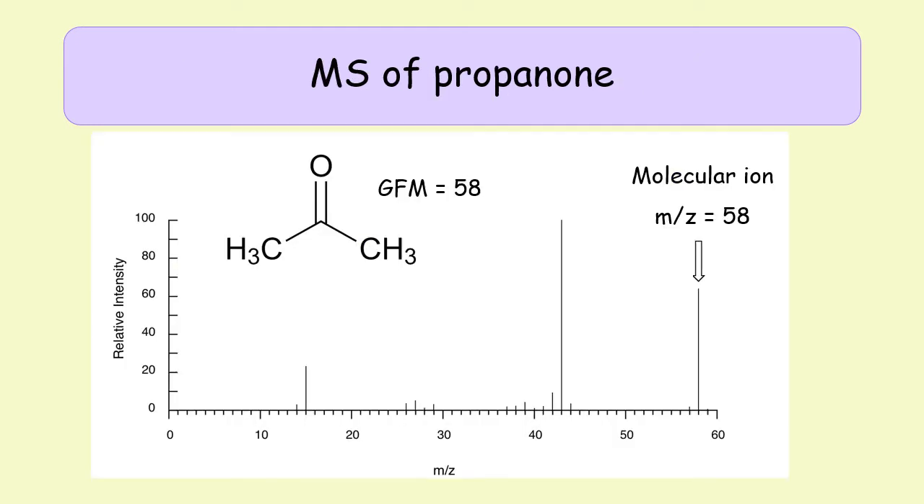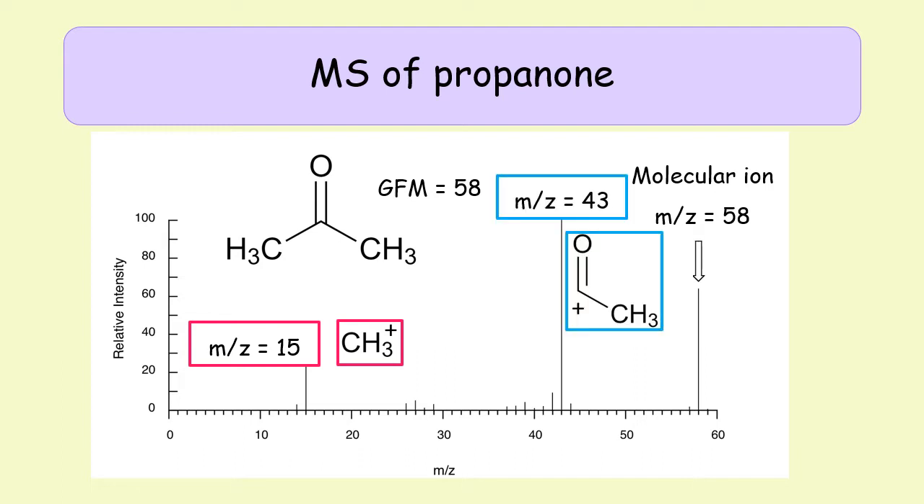So if we look again at our propanone, we see we've got a relatively proportional sized peak here at m/z of 15, and that is your CH3 positive. Remember, it has to be positive. The next biggest one we can see is this one here at 43, and if we take off the CH3 from the molecule and just have this right hand side part, that is equal to 43.